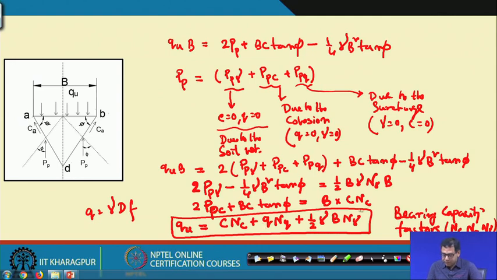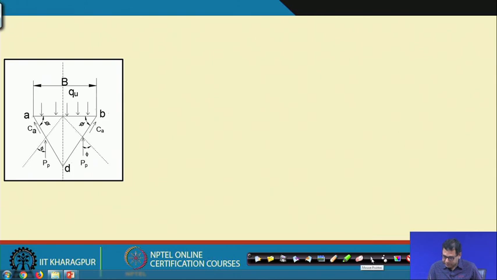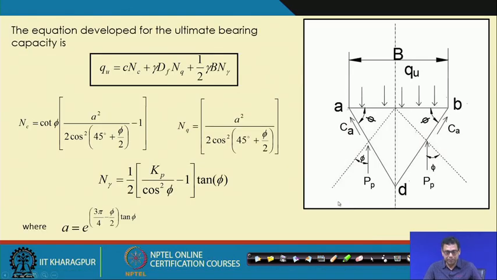So, now the final form of this expression I am getting. Finally, if I write this expression, you will get the final developed ultimate bearing capacity, which is c N_c plus gamma D_f, depth of foundation, N_q plus half gamma B N_gamma. So, these are the expressions with the three bearing capacity factors N_c, N_q and N_gamma. Now, if you look at this N_c, N_q, N_gamma, these are all functions of phi. So, here these bearing capacity factors, as per Terzaghi, are functions of phi, and this is the equation that finally we will get.